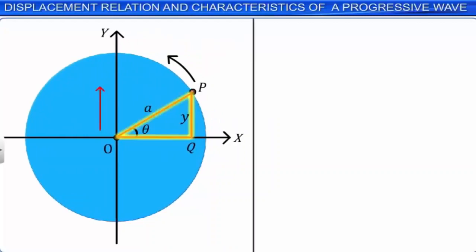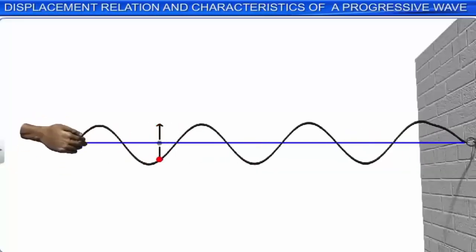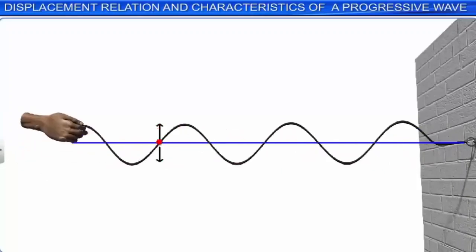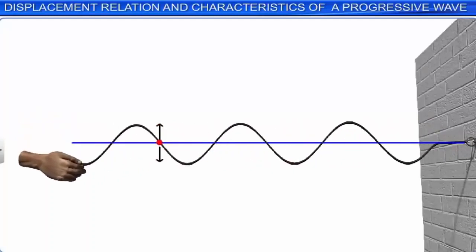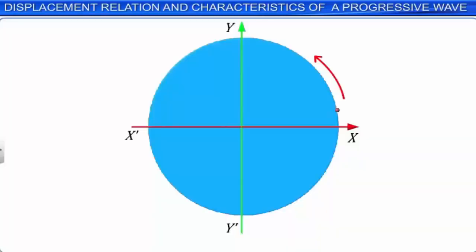The particles in the medium vibrate with a simple harmonic motion to propagate the wave. Let us consider a point P moving along a circular path with constant angular velocity omega radians per second. Take the projection of this point P on the time meter parallel to the y-axis to obtain the point P dash. As P moves around the circular path, P dash will be moving up and down along the diameter with simple harmonic motion.